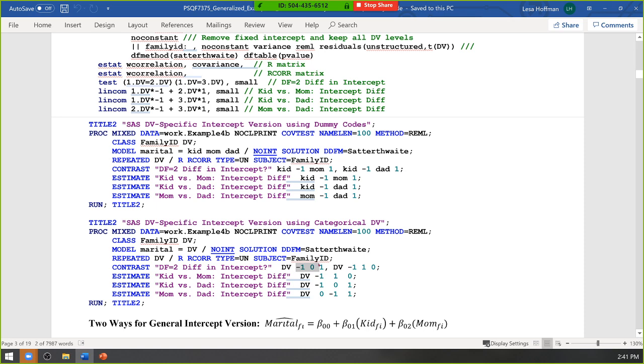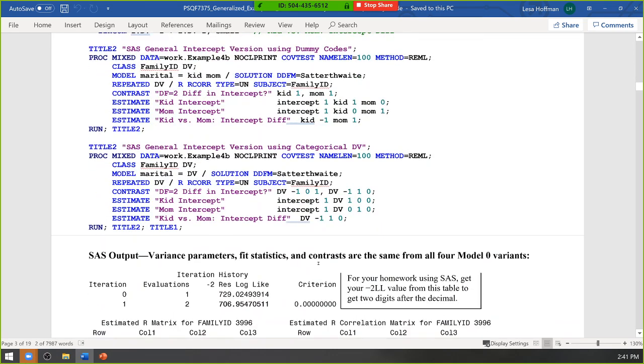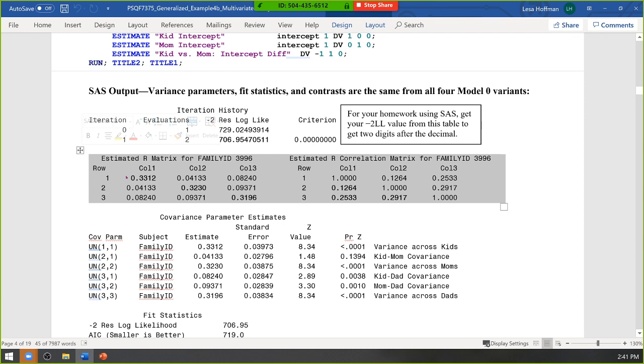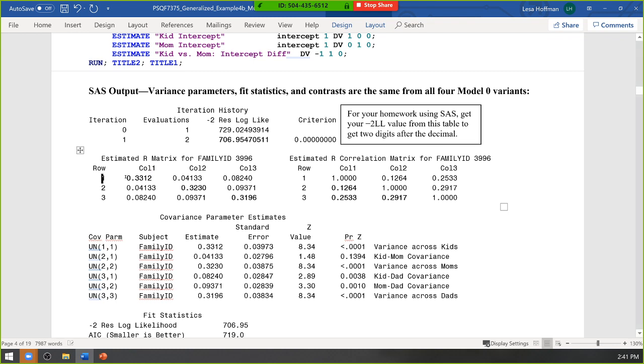Okay. Let's look at the output from just that much before looking at the other options of the models. So I'm showing you 4 ways to set up the exact same model, just an empty model. Because it's the same model, the R matrix and the log likelihood and everything will be the same. So I pasted in here a table. This is the R matrix. So variance on the diagonal for each person, so that we know that the first one is for kids, the moms are second, and the dads are the third. Here's the R correlation matrix.